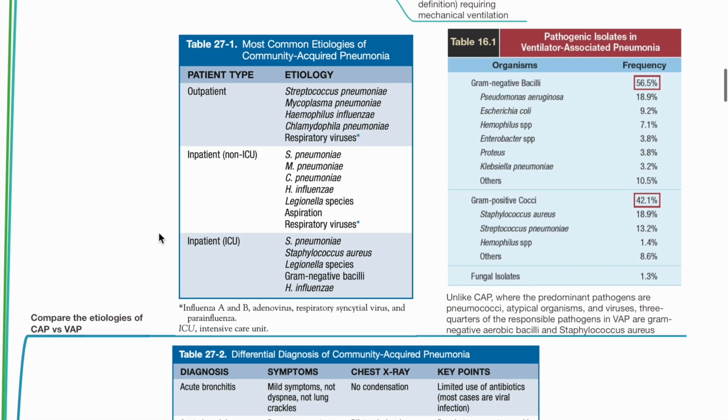Compare the etiologies of CAP versus VAP. Unlike CAP, where the predominant pathogens are pneumococci, atypical organisms, and viruses, 3/4 of the responsible pathogens in VAP are gram-negative aerobic bacilli and Staphylococcus aureus.